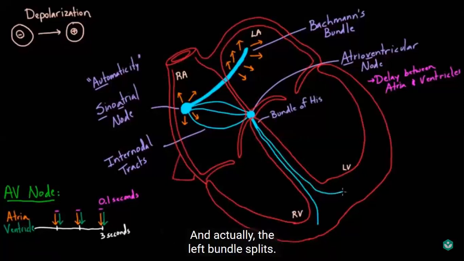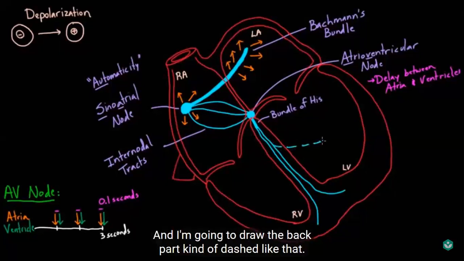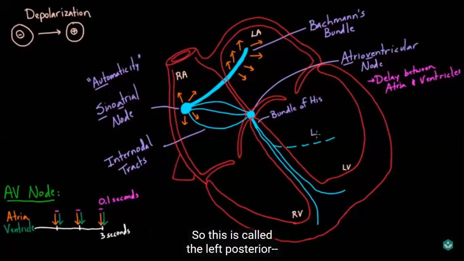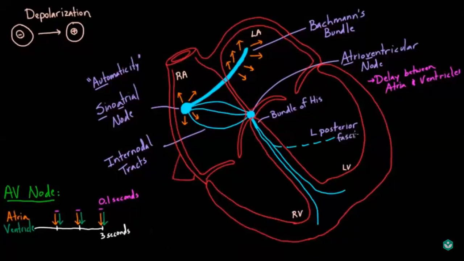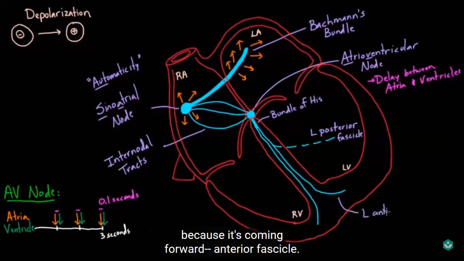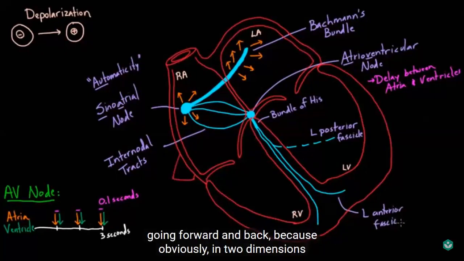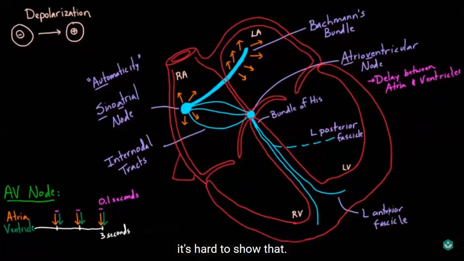And actually the left bundle splits. There's a forward part that goes up to the front and a part that goes to the back, and I'm going to draw the back part dashed like that. So this is called the left posterior, because posterior means back, posterior fascicle, and this is called the left anterior, because it's coming forward, anterior fascicle. You have to imagine that it's going forward and back, because obviously in 2 dimensions it's hard to show that. And then this is just called the right bundle.